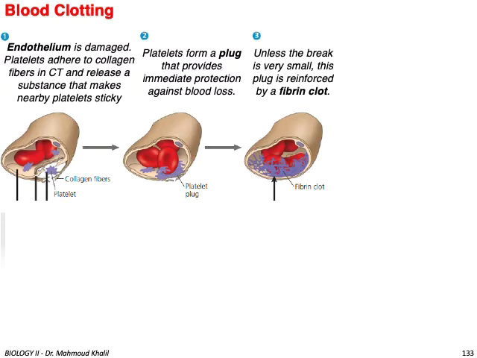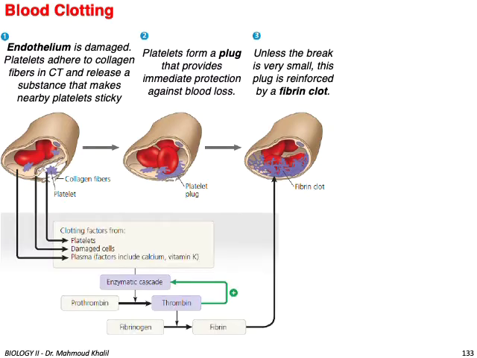So if the scratch is very small, there will not be a fibrin clot. Generally, what is happening, once the endothelium is damaged, is that clotting factors from platelets, damaged cells, and plasma, including calcium and vitamin K, initiate an enzymatic cascade which activates prothrombin, converting it into thrombin. This thrombin activates more of the enzymatic cascade, and the thrombin is now able to promote the conversion of fibrinogen into fibrin.